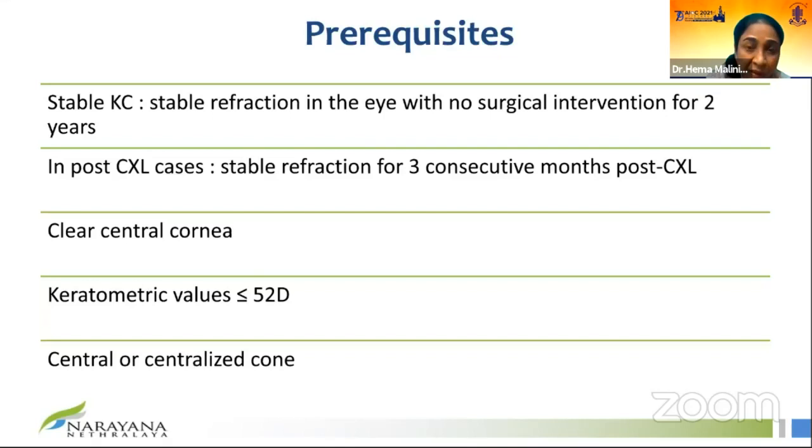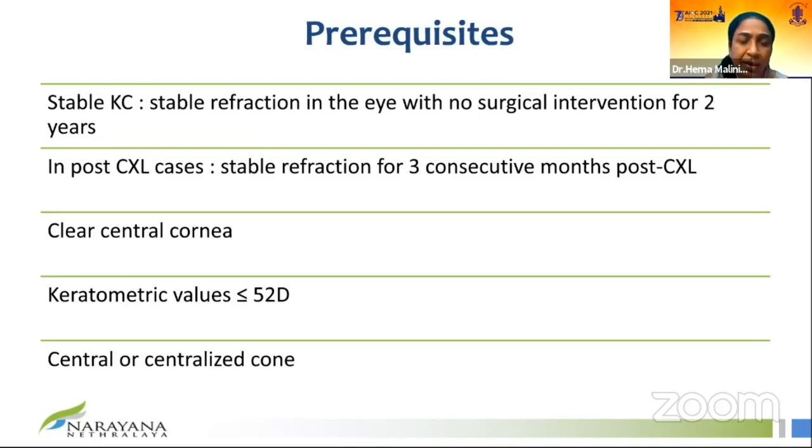Even if that is a challenge, we all know that ICL is a reversible procedure and lens explantation is always an option. Now, these are some of the prerequisites, ensuring that this procedure is always done in a stable keratoconic eye, which means refraction has to be stable and there should be no surgical intervention for at least 2 years. In the case of post-collagen cross-linking, the refraction should be stable for at least 3 consecutive months.